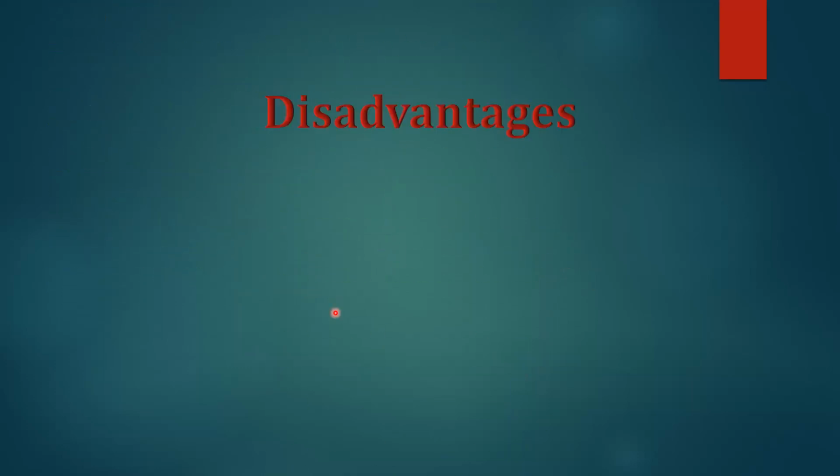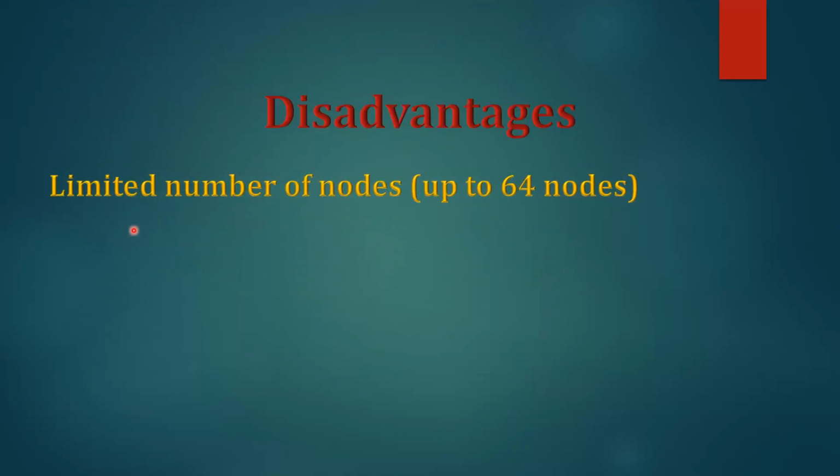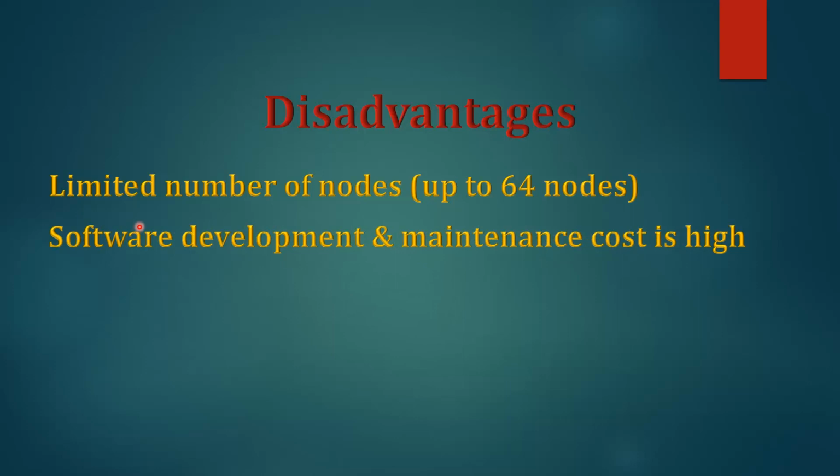Now coming to the disadvantages. So first one is, it has a limited number of nodes. Up to 64 nodes can be added on the CAN bus. Next is, software development and maintenance cost is high. And the signal integrity issues. The signal might be altered or there will be some integrity issues associated with them. There is a possibility. So that was an overview about the CAN bus protocol.